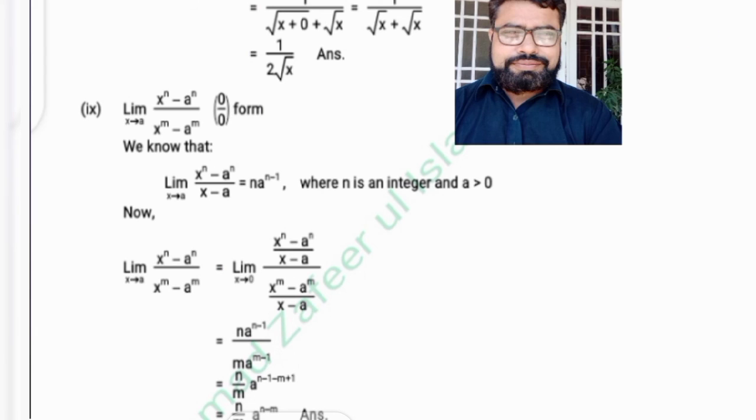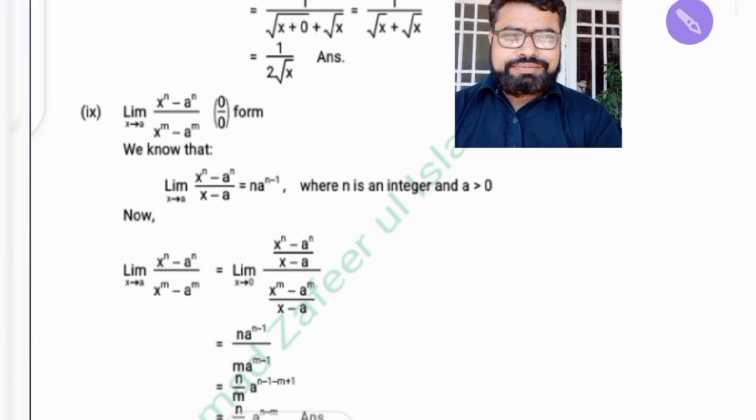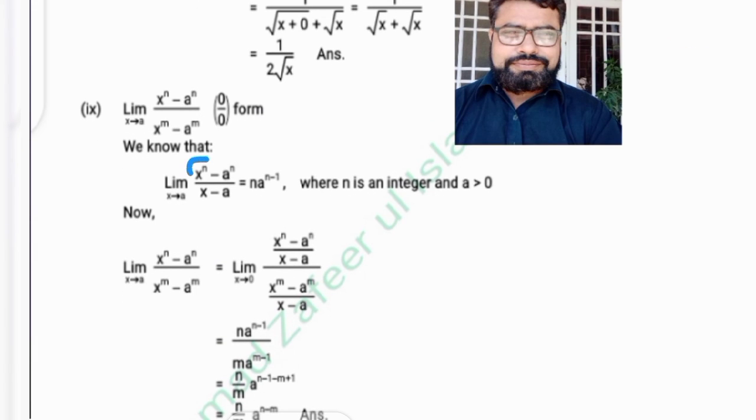As I have explained before, if there is power n, it will be n a power n minus 1. If here is power m, it will be m a power m minus 1. We have applied the formula in the numerator and denominator, which is written here, and I have explained it by writing p.